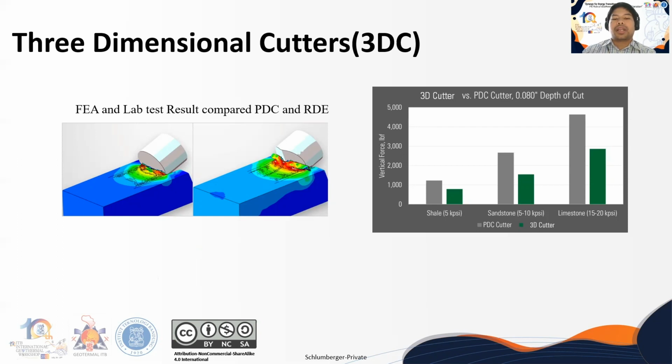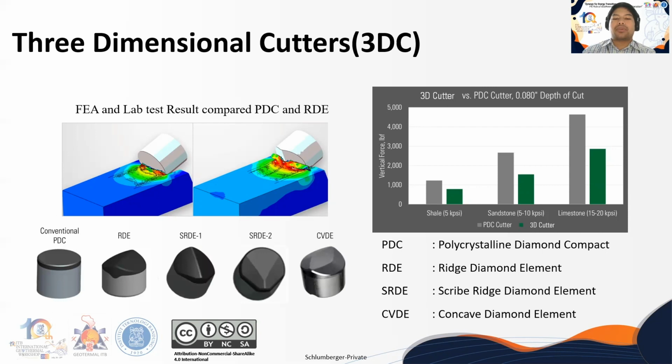There are a lot of three-dimensional cutters in the market. However, in this study, we will focus on some of the cutters with similar shape. They are ridge diamond element cutter, two types of scribe ridge diamond element cutter and concave diamond element cutter. The difference between the cutters can be seen in the slide.